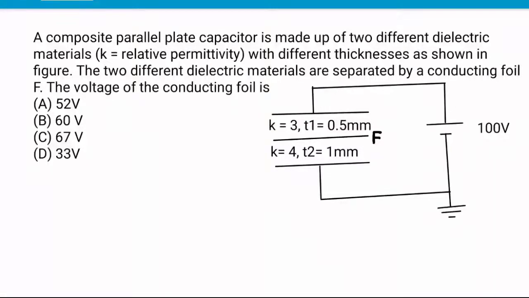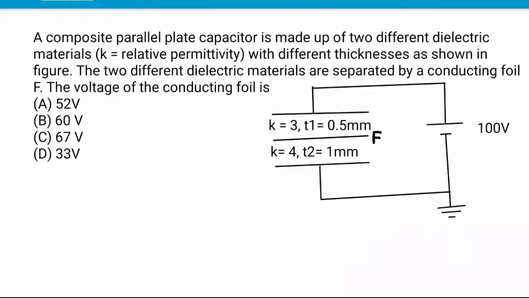Welcome to question bank. Today's question is: a composite parallel plate capacitor is made up of two different dielectric materials, where K represents the relative permittivity, with different thicknesses as shown in the figure. Here is the figure. The two different dielectric materials are separated by a conducting foil F. The voltage of the conducting foil is.